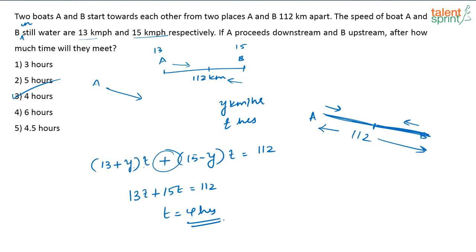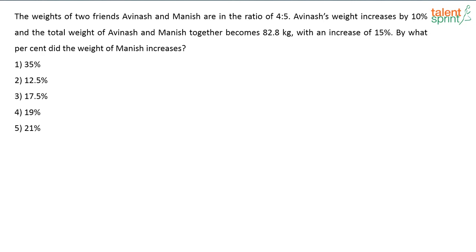Okay. Let's look at the next question. What is asked here in this question? The weights of two friends, Avinash and Manish, are in the ratio 4:5. Avinash's weight increases by 10% and the total weight, Avinash and Manish together, becomes 82.8 kg with an increase of 15%. By what percent did the weight of Manish increase? What is asked here? The weights of two friends are in the ratio 4:5. Avinash's weight increases by 10% and the total weight becomes 82.8 kg with a 15% increase.